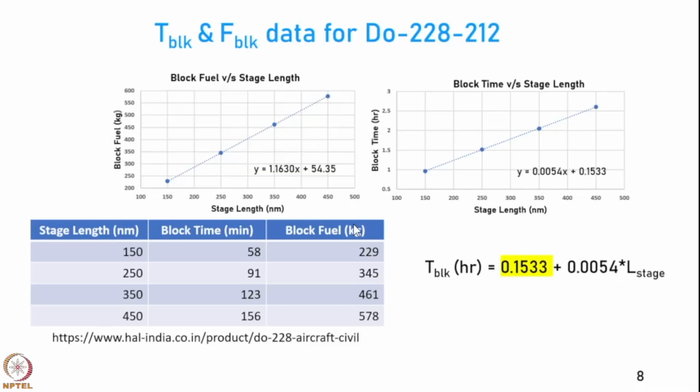Here is a graph for block fuel versus stage length. Even here you see that the equation says that 54.35 kg is the fuel required even if you have 0 stage length. So, therefore, 54.35 kg can be considered as the maneuver allowance or the fuel required for taxi out, takeoff, landing and taxi in. Okay. So, that is the minimum fuel that will be consumed in every operation. So, we will use these two formulae to calculate the block hours and the block fuel.